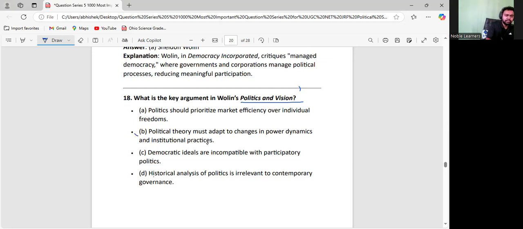So political theory must adapt according to the changing society. If the society was different, the political theory was different. He's associated with the revival of political theory. There was an era where people talked about the decline of political theory.